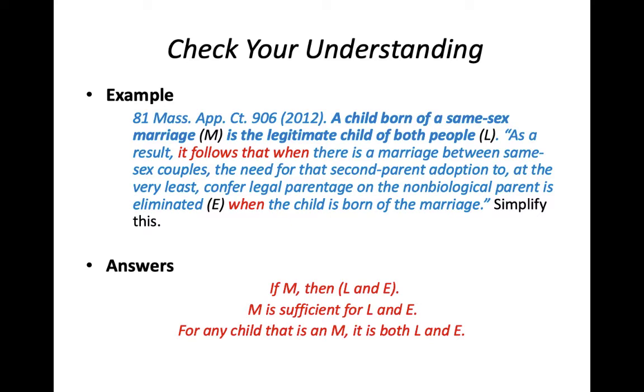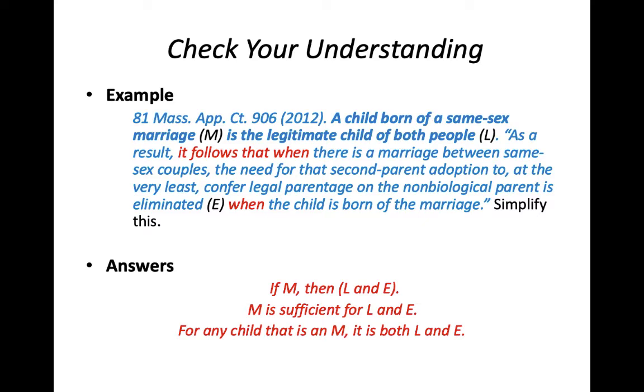A child born of a same-sex marriage, call it M, is the legitimate child of both people, L. As a result, it follows that when there is a marriage between same-sex couples, the need for that second parent adoption to, at the very least, confer legal parentage on the non-biological parent is eliminated when the child is born of the marriage. Okay, we can simplify that.